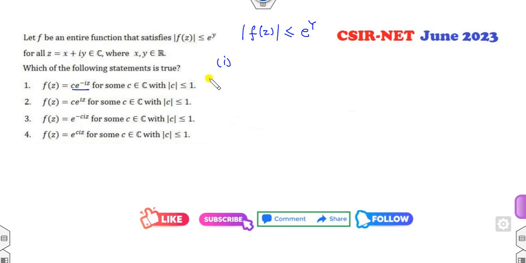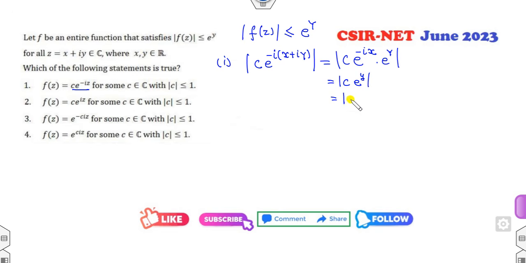Very simple. I can choose the first option. Substitute this value, minus iota times z. Z is this value. I can open this: e raised to power minus iota x, minus into e raised to power y. What is the modulus of e raised to power iota x? It is 1. So this is c e raised to power y. This is mod of c into e to the mod of y. Now clearly, mod of c is less than or equal to 1 into e raised to power y. So it satisfies this property. Yes, first is the correct answer.